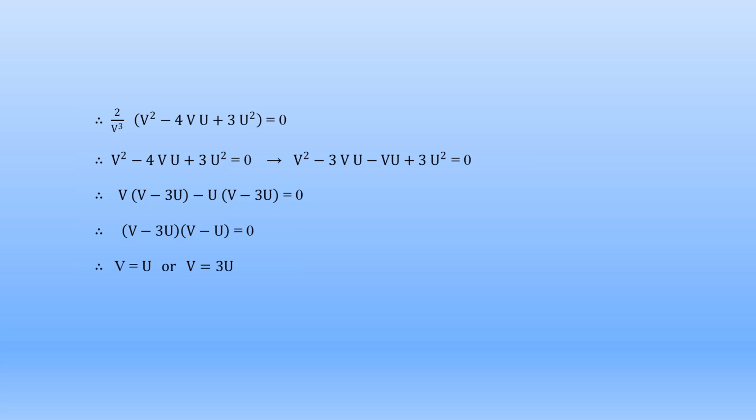So if I substitute the V is equal to U condition, the force Fx becomes 0. If there is no force, there is no impact of the water jet. If the force is 0, the water jet never impacts the moving plate. So this first condition is not possible. V is equal to U is not possible because at V is equal to U, the force Fx becomes 0.